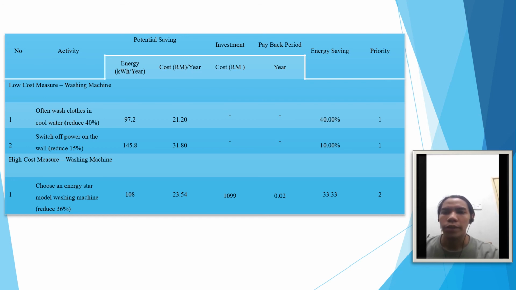The high cost measure of the washing machine is to choose an Energy Star model washing machine. It will reduce around 36% of energy, that is equal to 108 kilowatt per year and will cost around 23.55 cents with an investment of 1,099 ringgit. Payback period per year is 0.02.